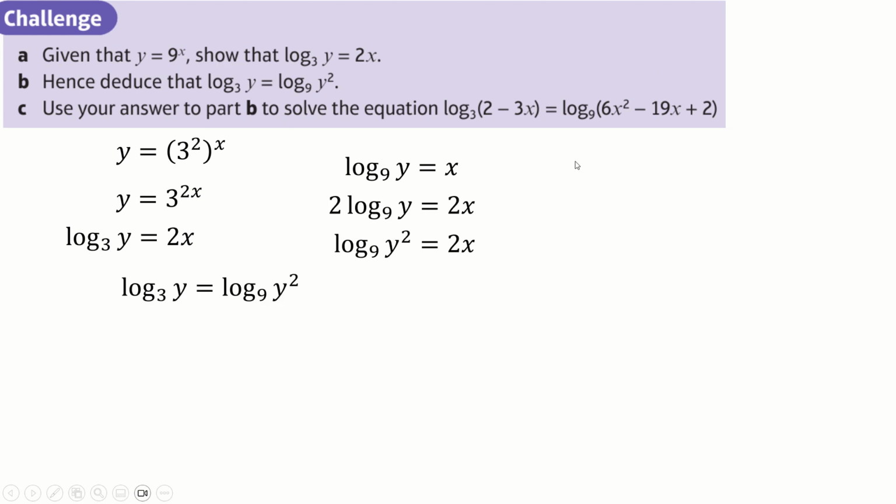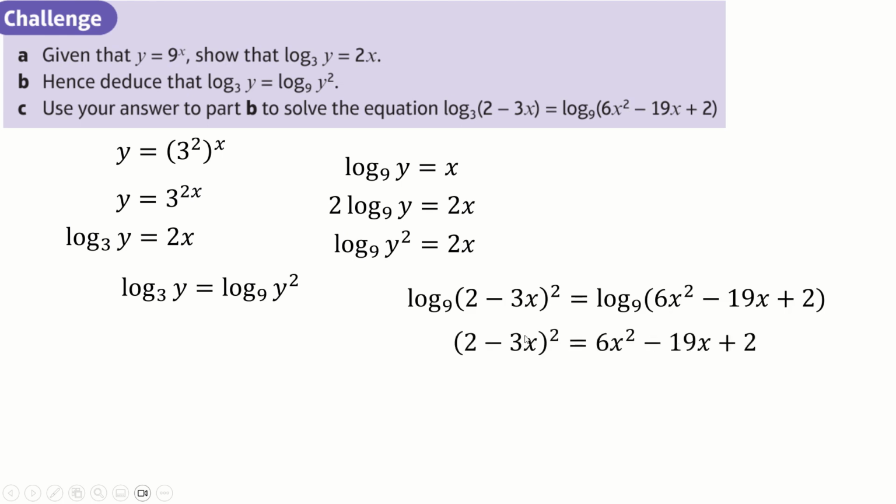Use your answers to solve this thing here. So, okay, how do we use this to solve this? Well, it's telling me how to change log to base 3 of something into log to base 9 of something. So let's change this log to base 3 into log to base 9. All I have to do is square the input. So this becomes log to base 9 of this thing squared. And now, of course, log to base 9s can just cancel from both sides. We get this, we expand this thing out.